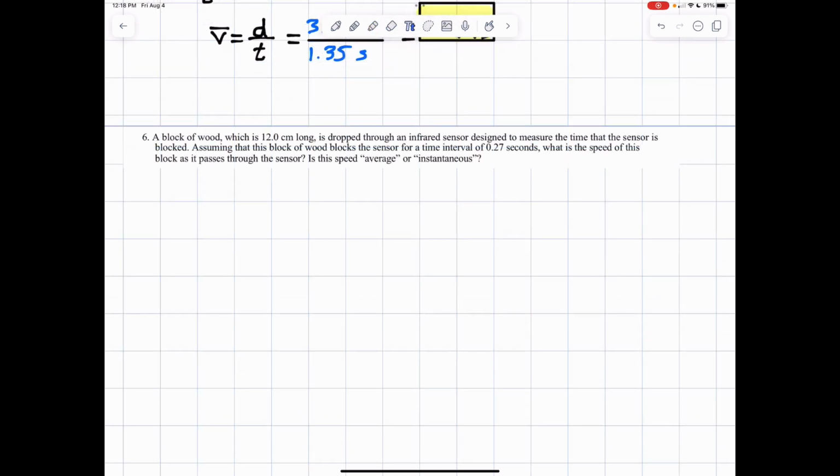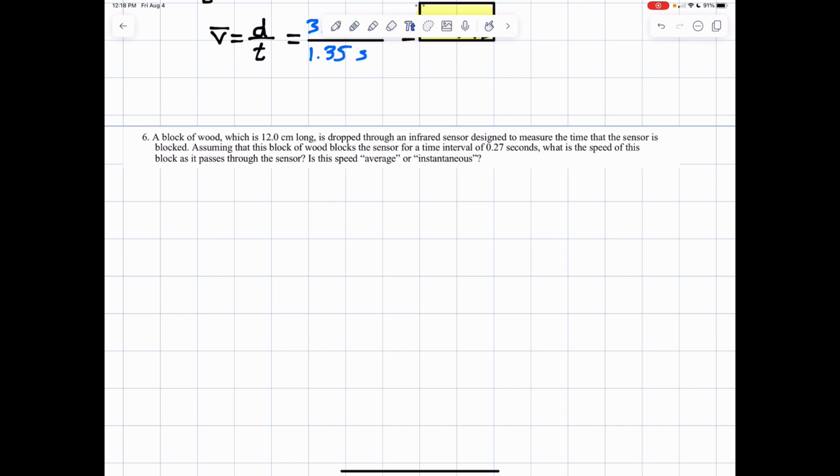Number 6. A block of wood, which is 12 centimeters long, is dropped through an infrared sensor designed to measure the time that the sensor is blocked. Assuming that this block of wood blocks the sensor for a time interval of 0.27 seconds, what is the speed of the block as it passes through the sensor? Is this average or instantaneous?